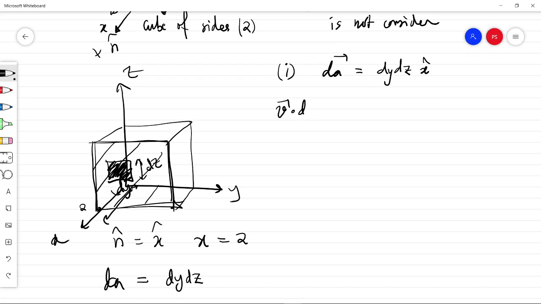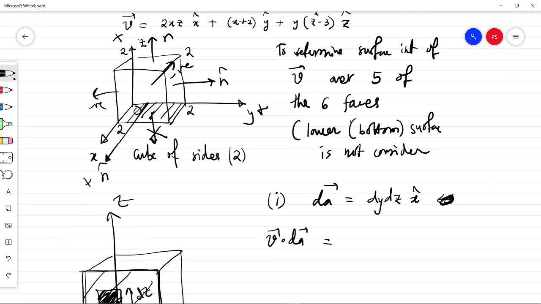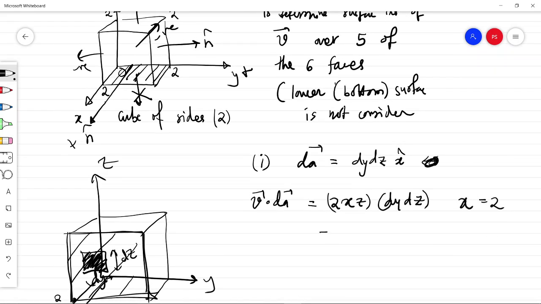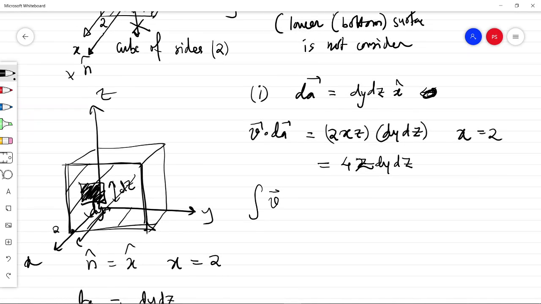So v bar dot dA bar is going to be, since we have only the x component present here, the dot product will also contain the x component. So we have 2xz into dy dz. Now note that x value is 2 here. So we can further simplify this as 4z dy dz. Now we can straight away integrate this as integral v bar dot dA bar equal to integral 4z dy dz.